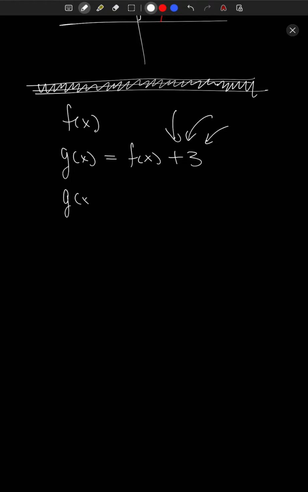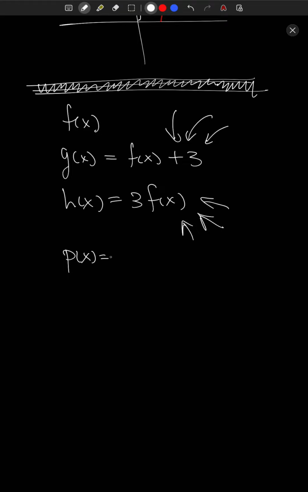I can also do another modification. Let me give it a different name. h of x is equal to, let's say, 3f of x, right? 3 times f of x like this. That's going to be yet another different modification. And I can do p of x is equal to f of 3x. That's going to be yet a different modification. All right, so the one that we have today is a very simple one. You just move to the left or right. This one is going to involve moving up and down, and these guys are going to involve scaling the function in some way.